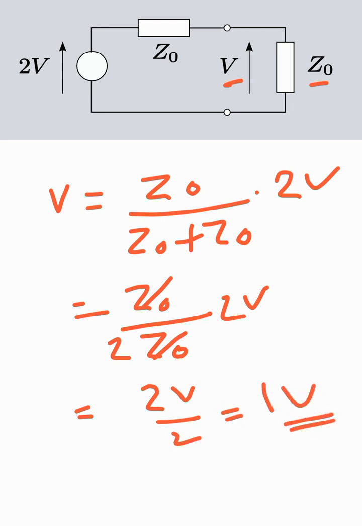So since there are two Z0s and they are equal, the voltage drop across this Z0 would be half the total voltage into the circuit, which is 2 volt divided by 2, that is 1 volt. Similarly, the voltage drop across this Z0 would also be 1 volt.